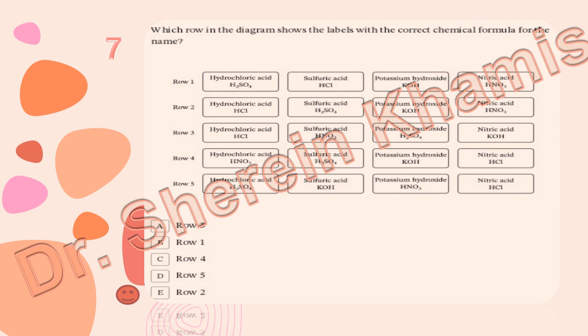Please study hard the names for acids, bases, salts, and oxides. You have to study them well and remember that you have some special names for them. Okay, this is the last question of our group today.